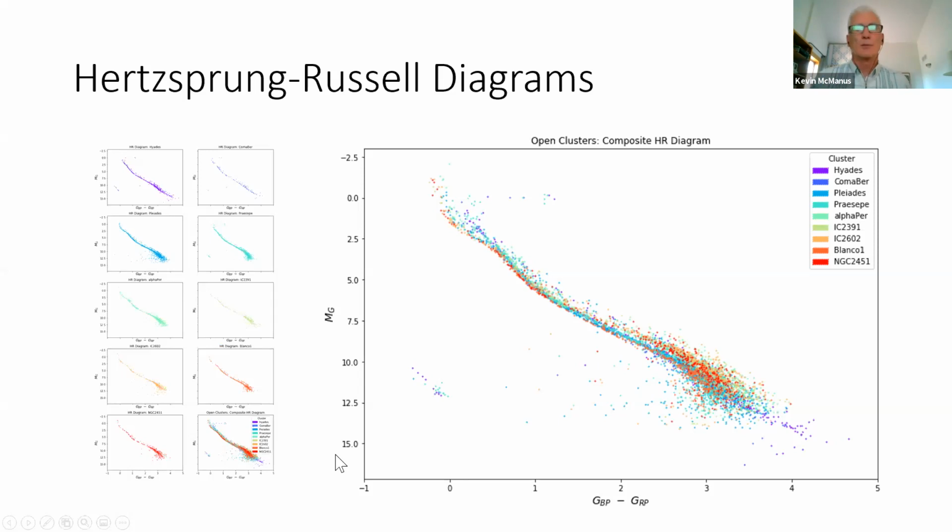Okay. So in the previous graph, we had individual members for each member of each cluster. And if we produce Hertzsprung-Russell diagrams, which are color magnitude diagrams, you see what we have on the screen here. For the nine on the left side of the screen, we have an HR diagram for each cluster individually, and then down at the bottom, which is enlarged over here on the right, that's the composite diagram. So a couple of key things to point out about this diagram.